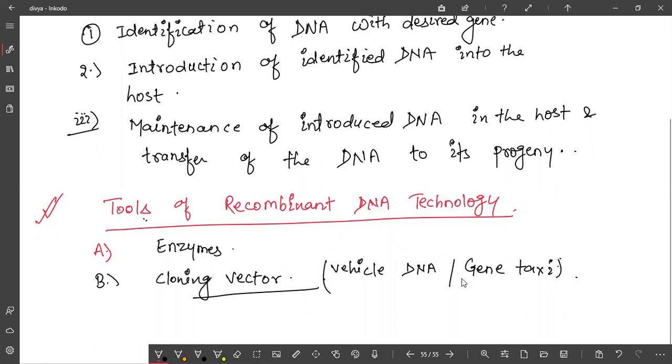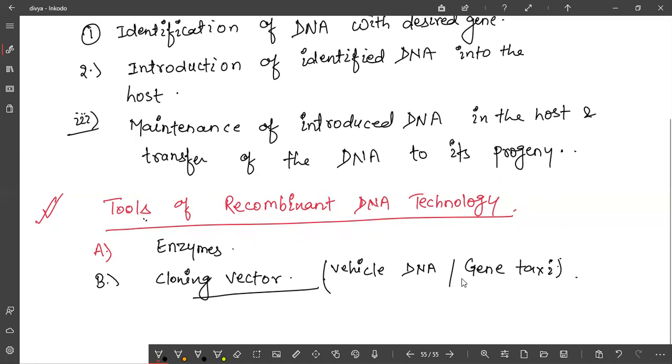A taxi is used to carry you from one place to another place. Similarly, a cloning vector is the same. It will carry the DNA into the host. That's why it is also called vehicle DNA or gene taxi, or simply cloning vector.